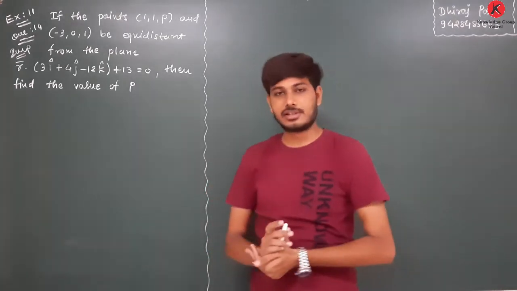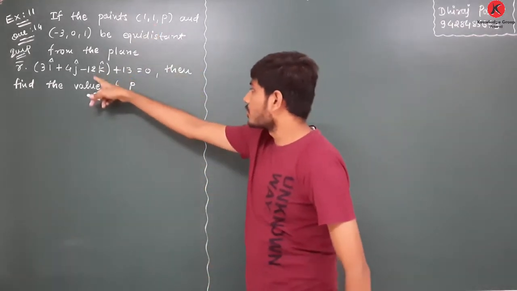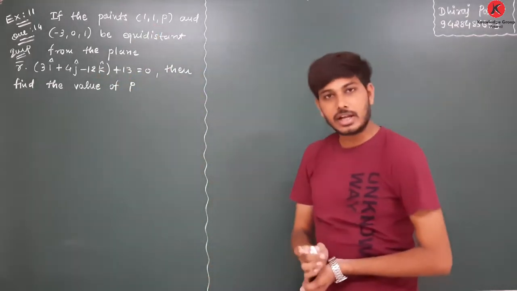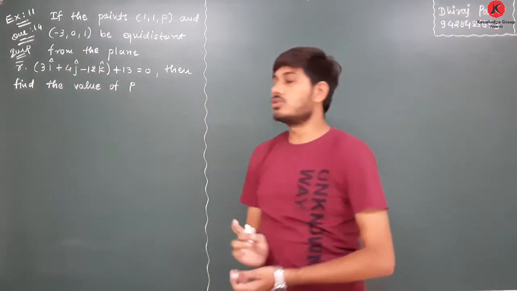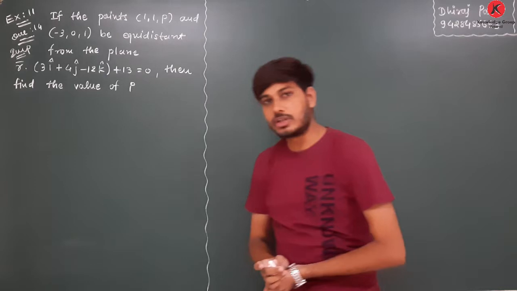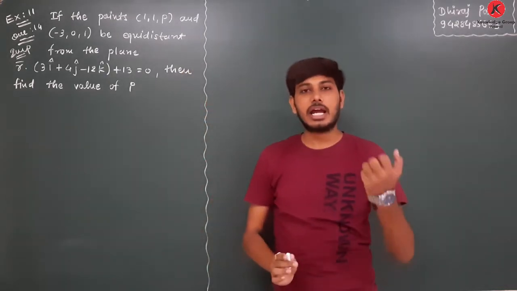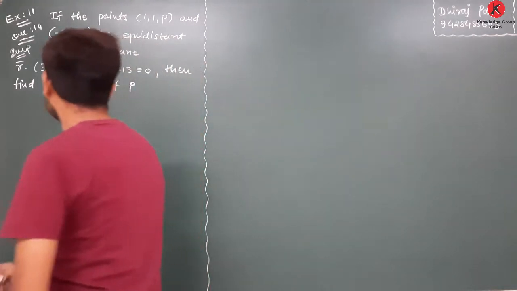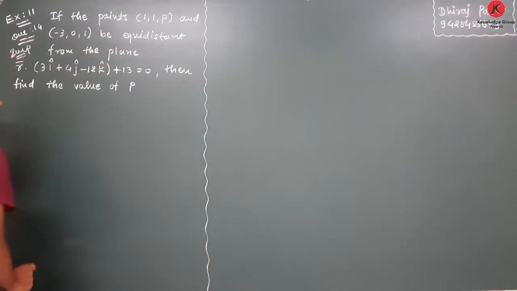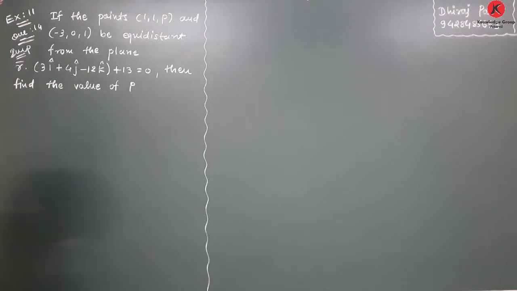That means we find the perpendicular distance of this point from the plane, d1. In the same way, we find the perpendicular distance from this point to the plane, d2, and it is given that these two perpendicular distances d1 and d2 are equal here. Therefore we can use d1 equals to d2, then find the value of p by solving equations.